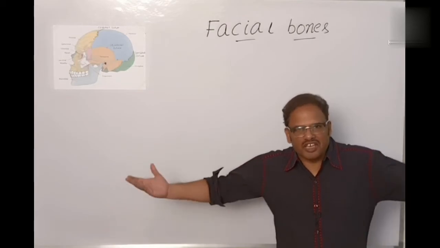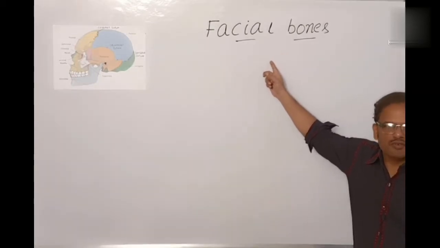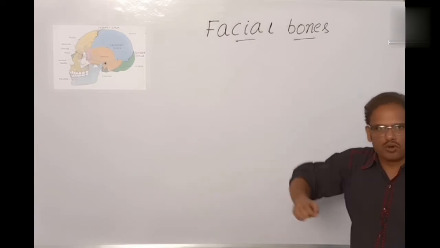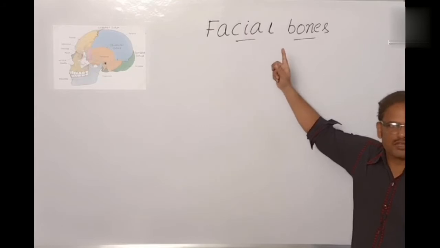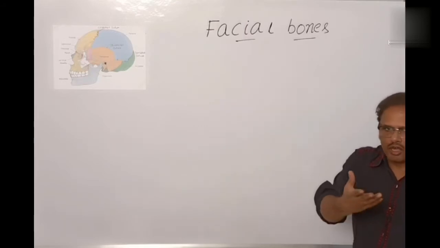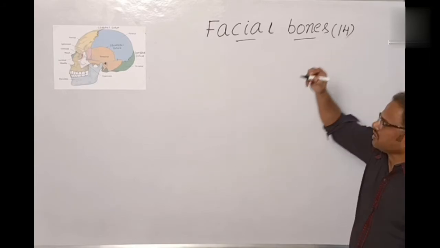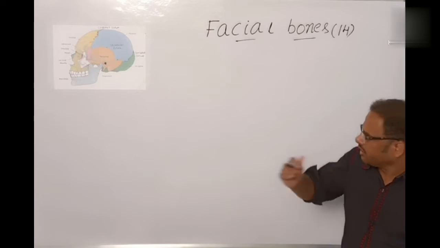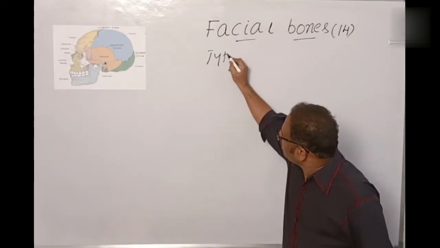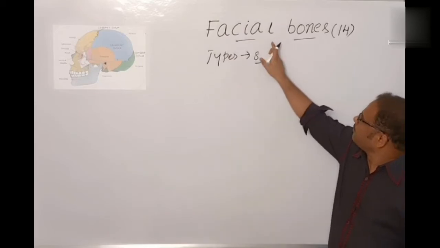And today's topic is facial bones. In the previous session we had discussed the cranial bones of the skull, and the second part is the facial bones of the skull. How many are there? Type in the comment box below fast. 14 facial bones are present here. But how many types are there? Types are 8, but the total number is 14.